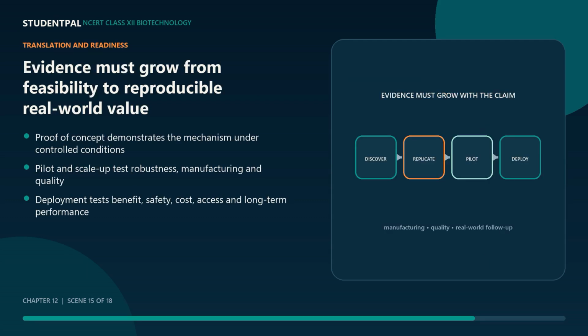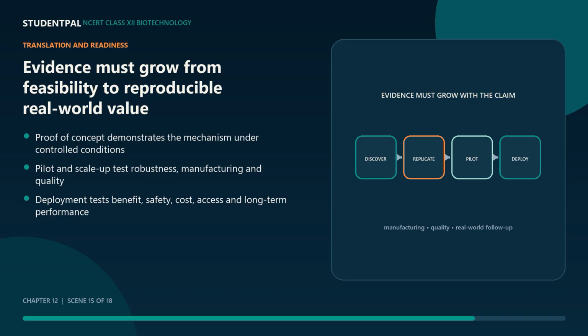Translation is a staged increase in evidence. Discovery identifies a mechanism or useful effect. Proof of concept demonstrates it in a controlled model. Independent replication and orthogonal measurements reduce the chance of artifact. A pilot tests the process at an intermediate scale and reveals mixing, delivery, contamination, variability, or supply problems.